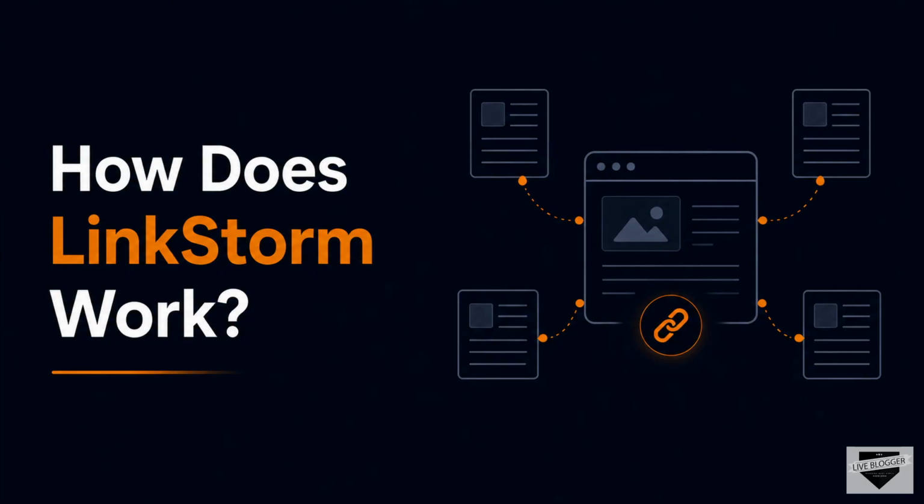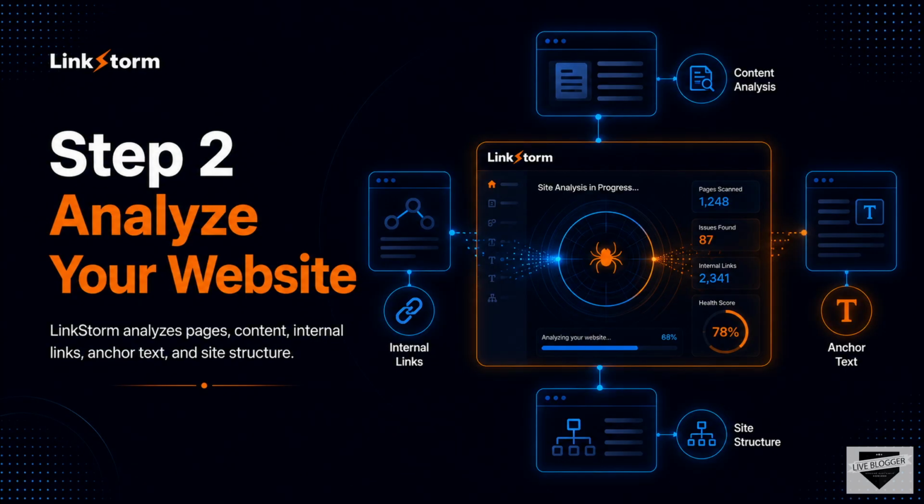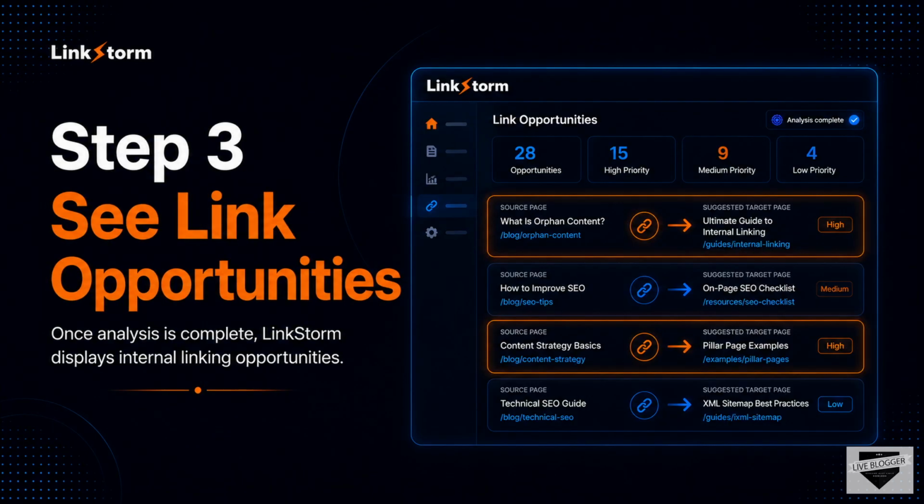Now let's look at how LinkStorm works. The first step is to add your website to LinkStorm and allow the tool to crawl it. LinkStorm then analyzes your pages, content, existing internal links, anchor text, and website structure. Once the analysis is complete, it displays internal linking opportunities.